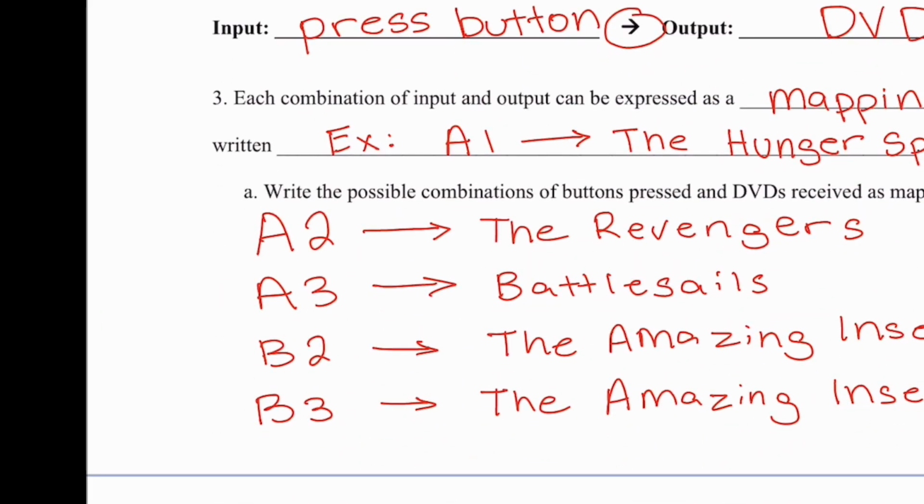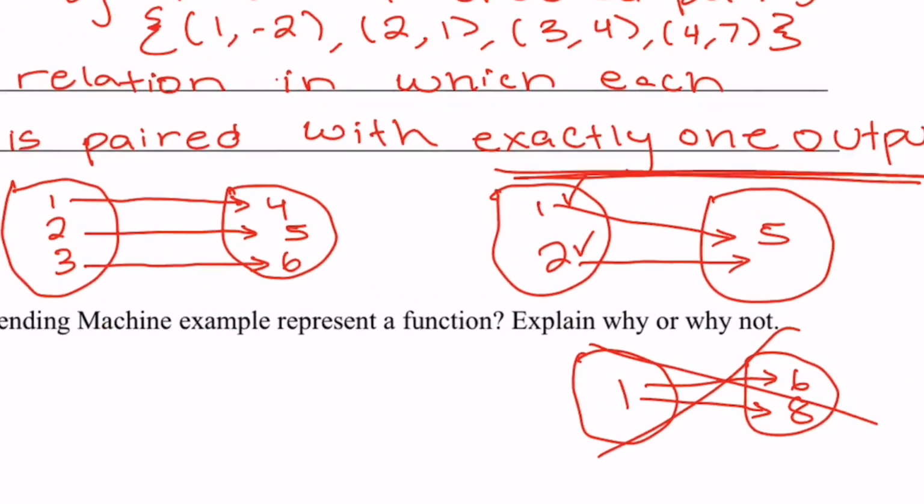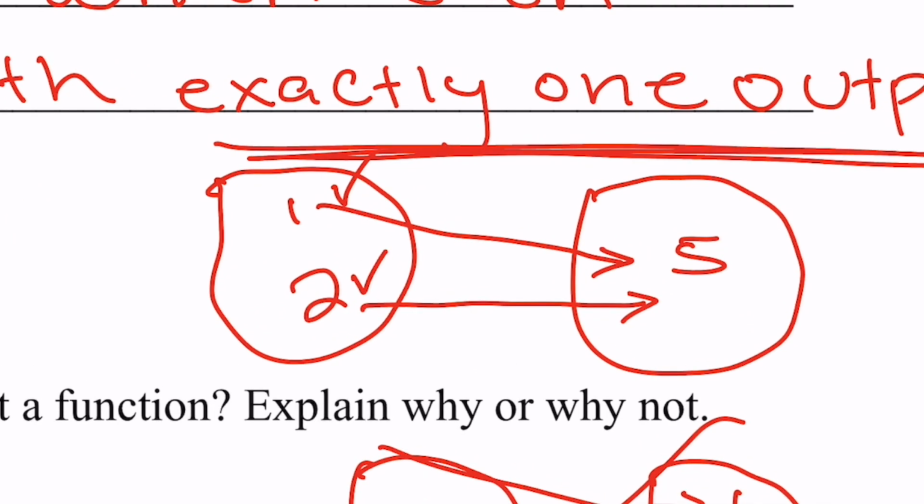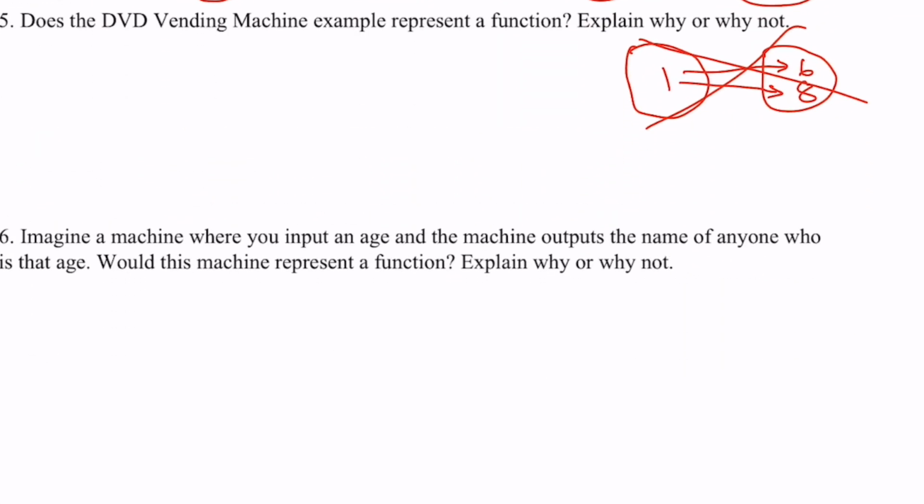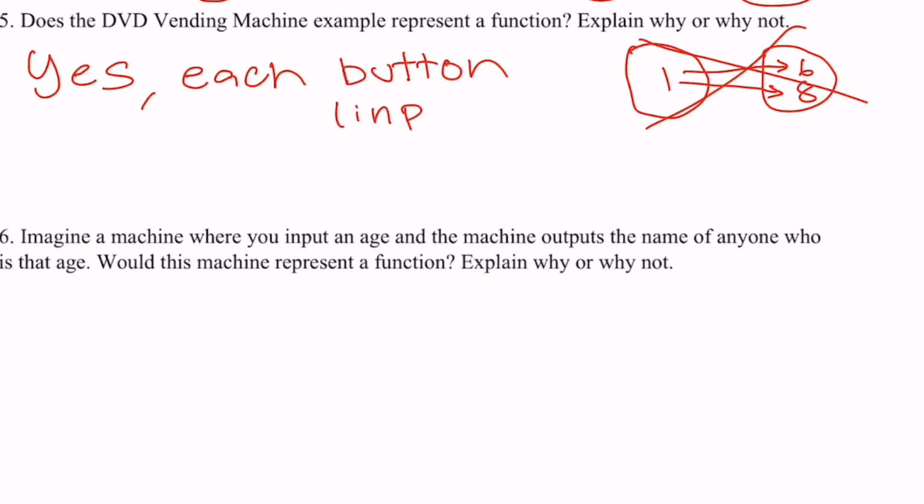This is just like what we said in this example right here. 2 inputs can have the same output as long as they each only have one. So yes, the DVD vending machine is a function because each button, which is my inputs, has exactly one output.